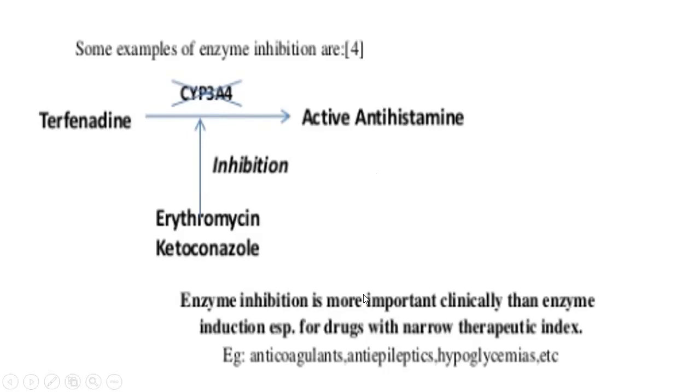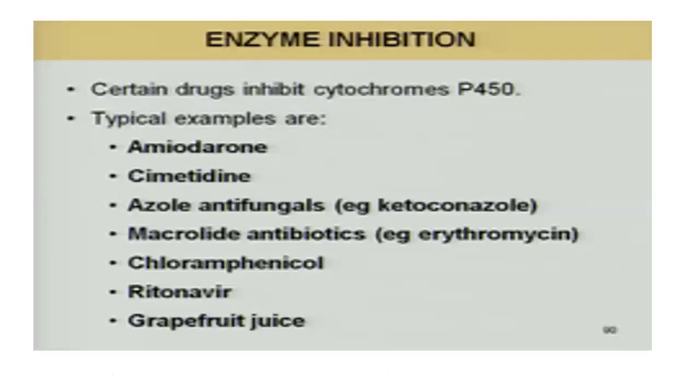Enzyme inhibition is more important clinically than enzyme induction, especially for the drugs with a narrow therapeutic index. For example, if you take anticoagulants, anti-epileptic drugs, then hypoglycemic drugs, for all these drugs enzyme inhibition is a very important parameter. So these are some of the examples of enzyme inhibition.